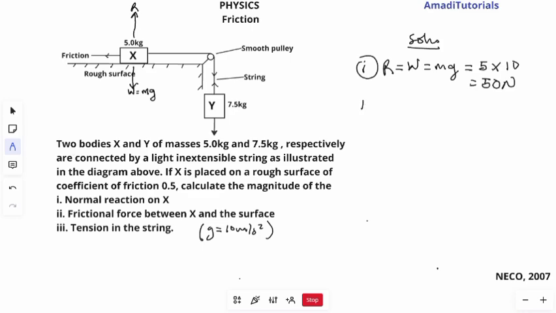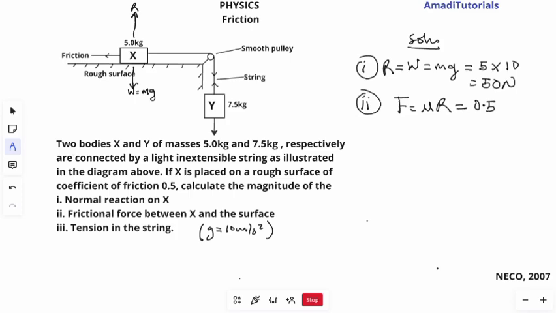The second question says frictional force between X and the surface. So that's II. Frictional force. Now for a body placed on a horizontal plane, frictional force F is given by what? Coefficient of friction mu times the normal reaction R. So this equals what? Coefficient of friction from the question is 0.5.